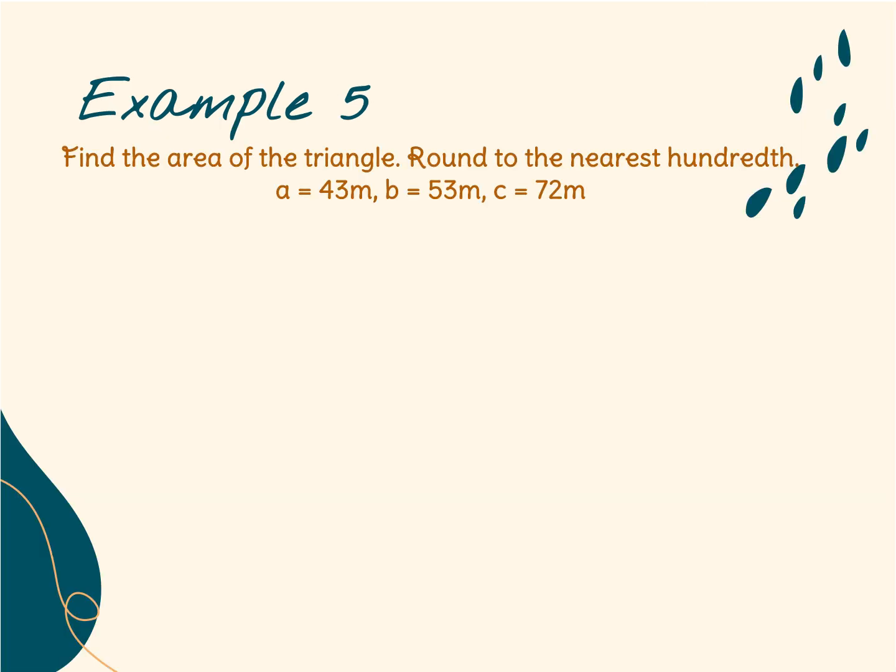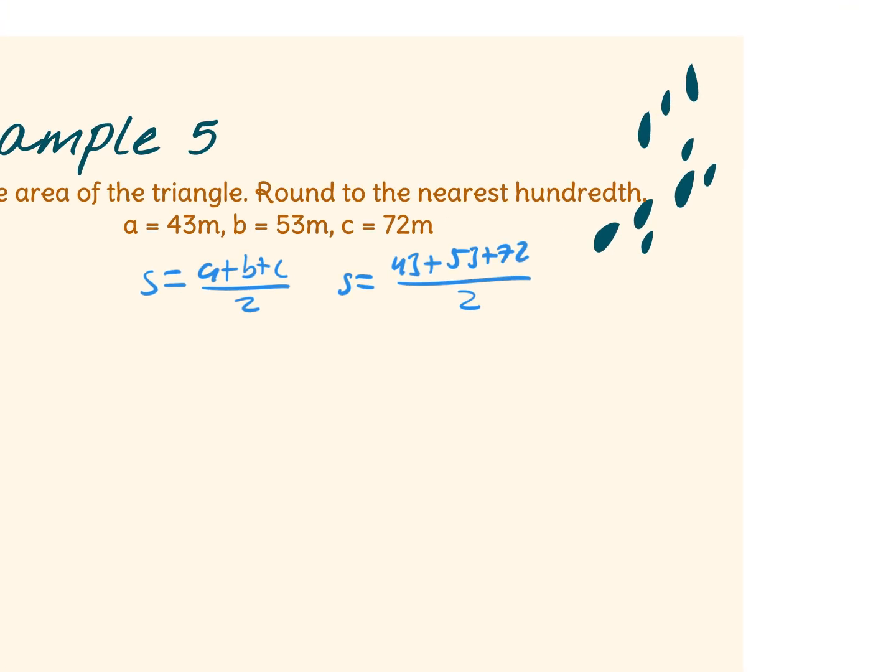So let's try one like this. I want to find the area of this triangle, and I'm given all three sides. But first, I need my semi-perimeter. Remember, my semi-perimeter is going to be A plus B plus C over 2. So S equals 43 plus 53 plus 72 over 2. This should get you 168 over 2, which is 84. So S is 84.